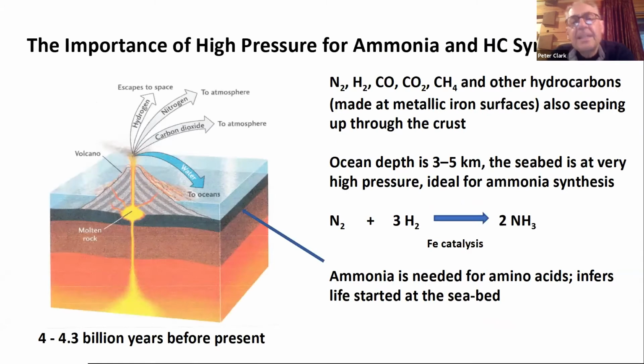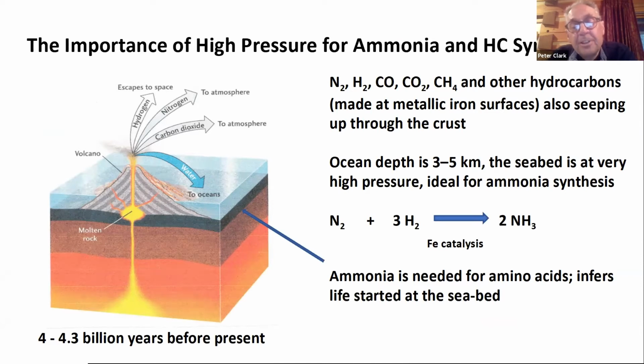Okay, the fact that it's favored at high pressure, and particularly just talking about ammonia synthesis for the moment, if you have the situation that's depicted in the diagram to the left, where oceans have condensed, so maybe this has happened 500 million years or so after formation of planet Earth, then you have a depth of ocean which is 3 to 5 kilometers in depth. The pressure at the seabed under this column of water is enormous.